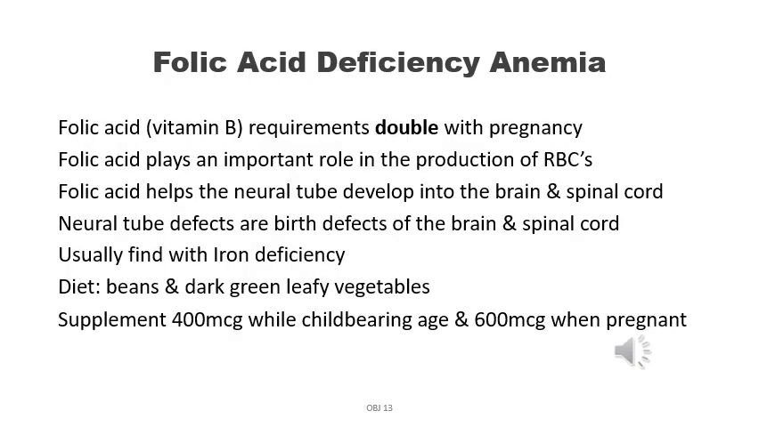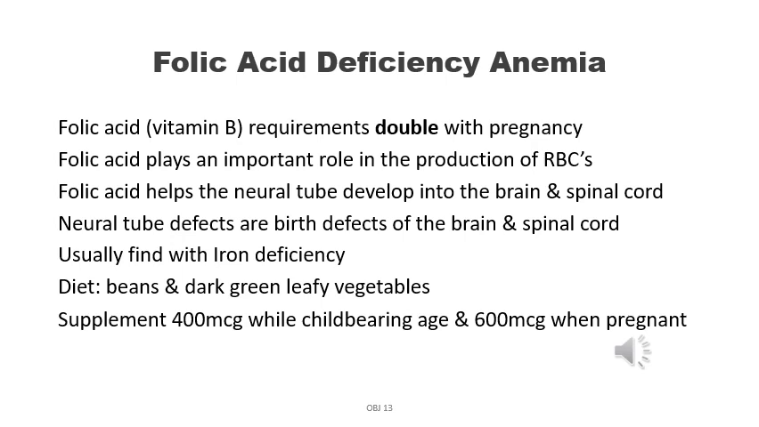Folic acid deficiency anemia. Folic acid is a vitamin B. These requirements double during pregnancy. Folic acid plays an important role in the production of red blood cells. Folic acid helps the neural tube develop into the brain and spinal cord. Neural tube defects are birth defects of the brain and spinal cord, which are usually found with folic acid deficiency. Diet for folic acid: beans and dark green leafy vegetables.